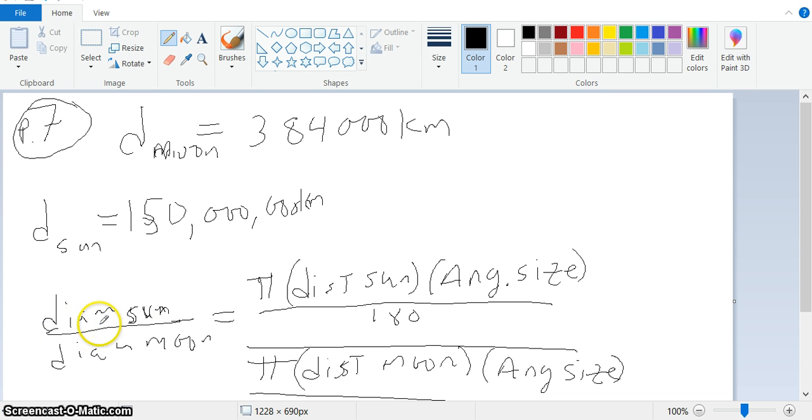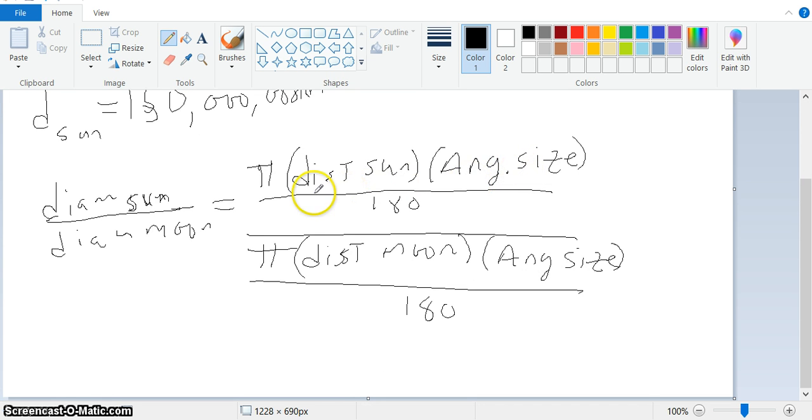So calculating this, the diameter of the sun divided by the diameter of the moon will give us the number of times that the sun is bigger than the moon. Of course, it's a lot bigger than the moon. Let me scroll down just a little bit. So remember, the equation for distance has to do with the following. You take pi times the distance to the object times the angular size of the object divided by 180. So what we're doing is dividing both of those expressions by each other: the expression for the diameter of the sun divided by the expression for the diameter of the moon.